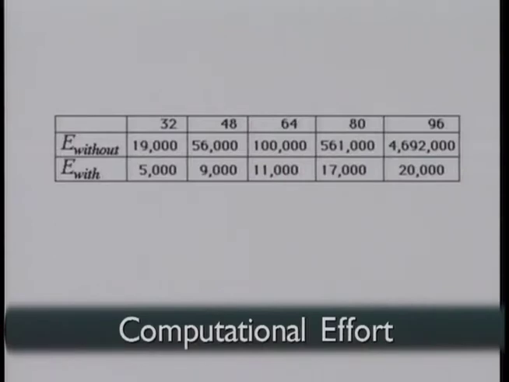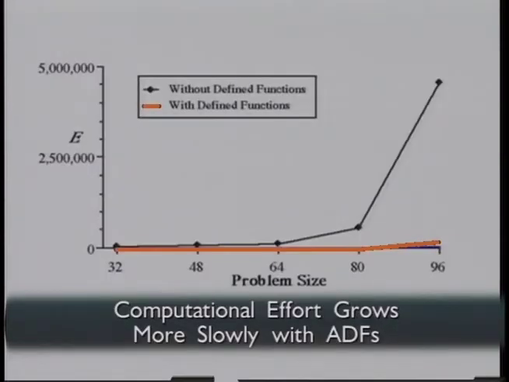When we compare the computational effort required to yield a solution of the lawnmower problem for lawn sizes of 32, 48, 64, 80, and 96, with and without automatically defined functions, we find that the computational effort without automatically defined functions grows explosively and nonlinearly as a function of problem size. Computational effort grows much more slowly with problem size with ADFs.